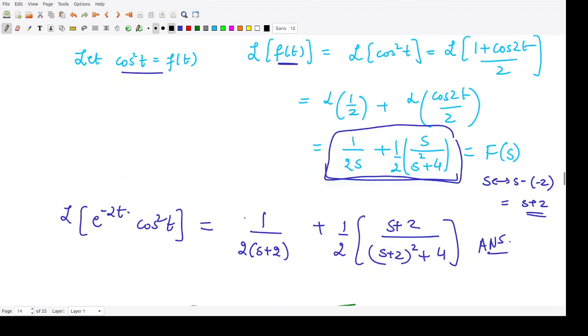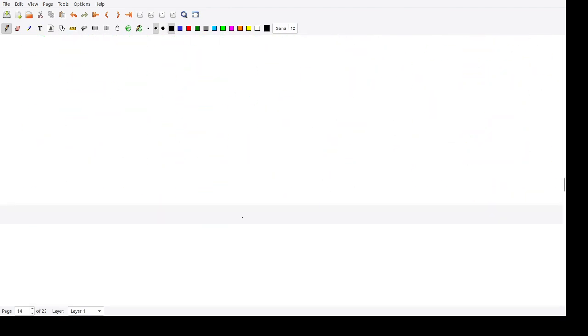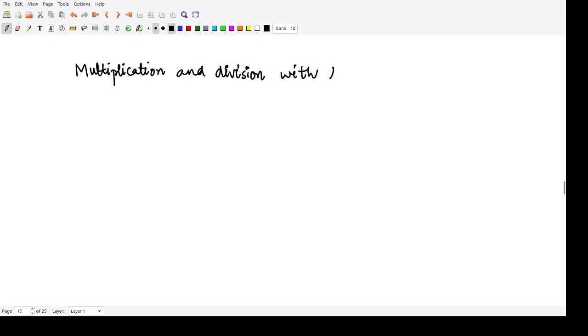And then we have seen various questions regarding this shifting property. So the next topic for today is multiplication and division with t. So what would be the Laplace transform whenever you have the multiplication of some function by t and the division of some function by t?